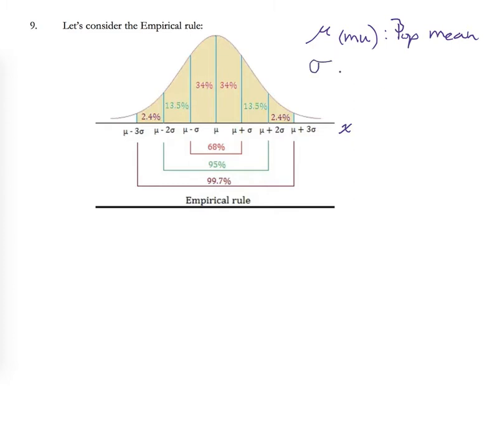And this is a lowercase sigma. Remember that our capital sigma told us to find a sum or add things together, but this is a lowercase sigma, and this stands for our population standard deviation. We used S to stand for sample standard deviation, but this is population standard deviation.